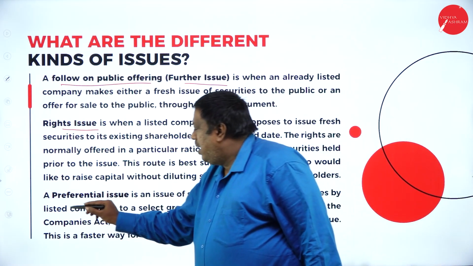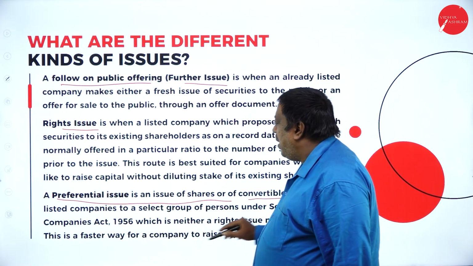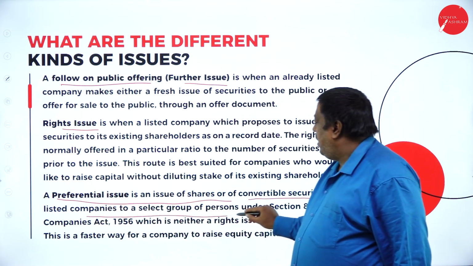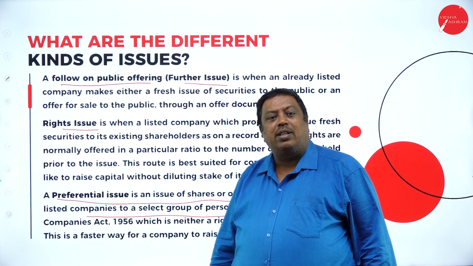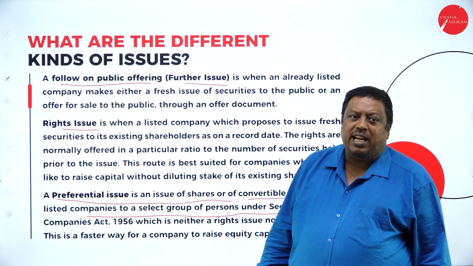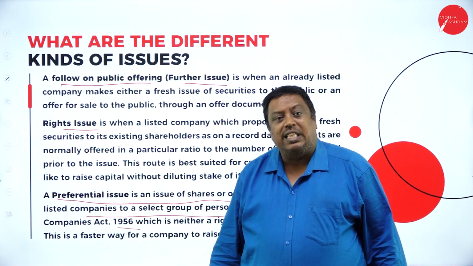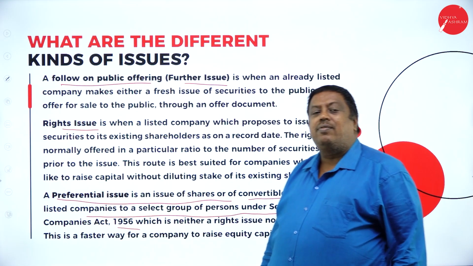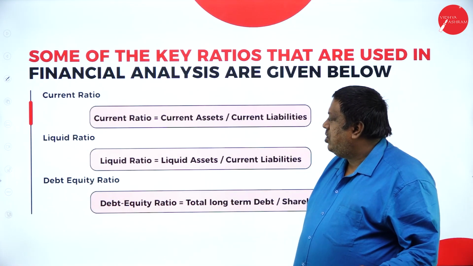The next one is a preferential issue. It is an issue of shares or convertible securities by listed companies to a selected group of persons under Section 81. If you want, you can convert those shares as per the Companies Act of 1956, modified by the Companies Act of 2013, and you can convert those securities into other types of shares and debentures.